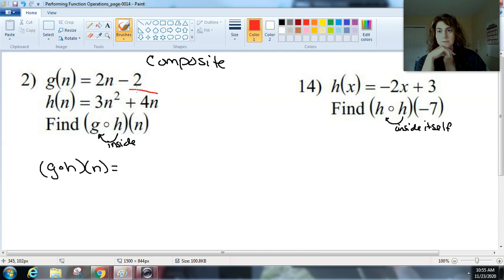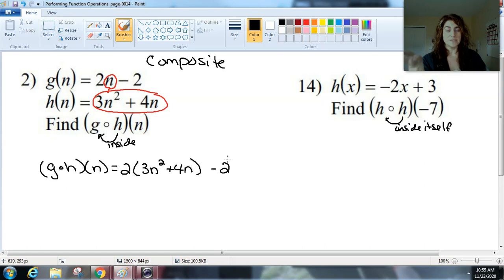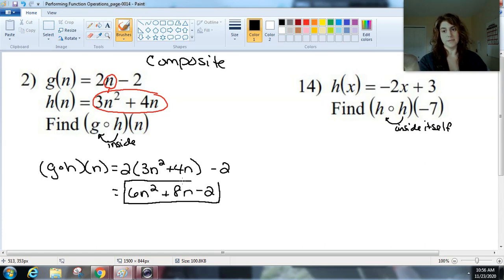h is this function. I'm going to simply substitute it in. It's just like doing the substitution method. Instead of finding an actual solution, we're just simplifying a polynomial inside another polynomial. So again, you can see I substituted it in. I would just distribute. And if I could combine any like terms, I would. But that is my composite.